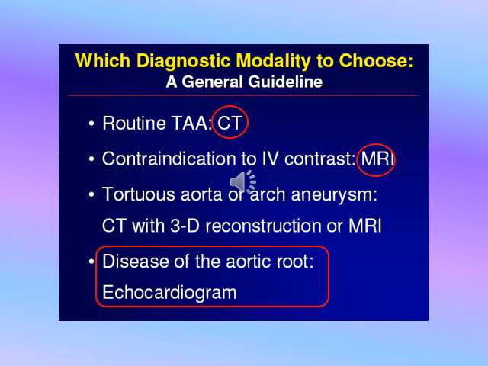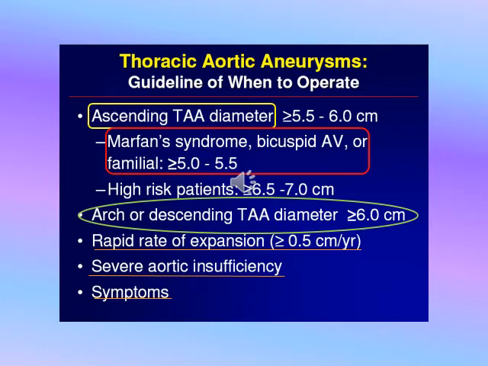Very similar to abdominal aortic aneurysms, we need guidelines to say when to operate on a patient with thoracic aortic aneurysm. When the diameter of the ascending aortic aneurysm reaches 5.5 up to 6 centimeters, we need to operate. However, patients with Marfan, a bicuspid aortic valve, or familial cases of thoracic aortic aneurysms would need to be operated on earlier. So if the size reaches even 5 centimeters, they need to be operated on.